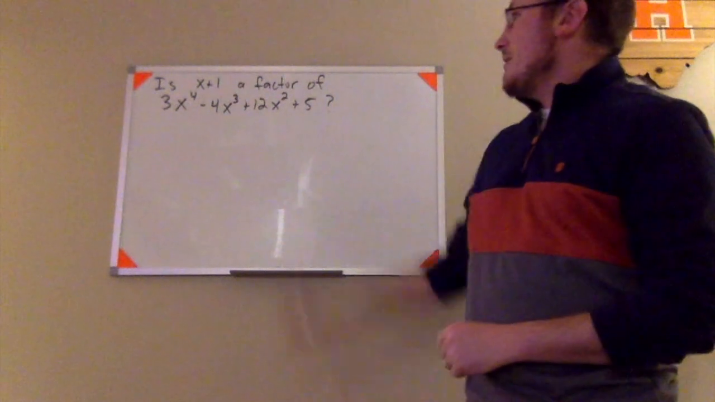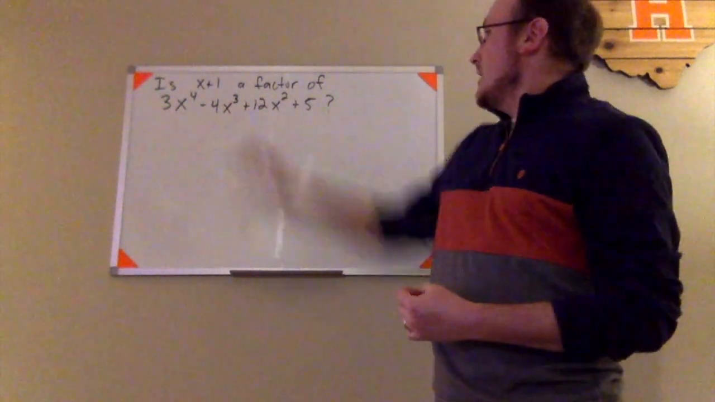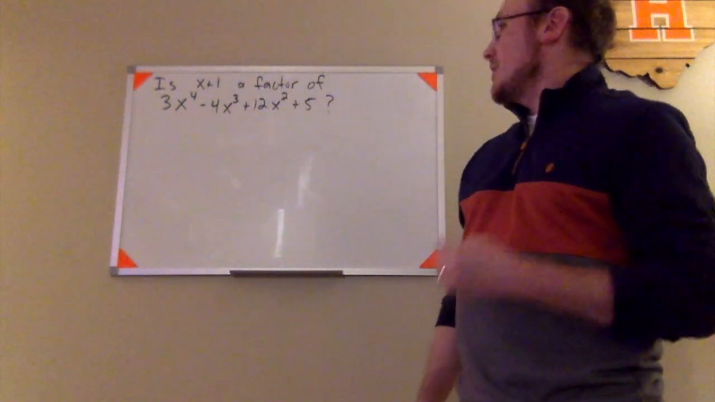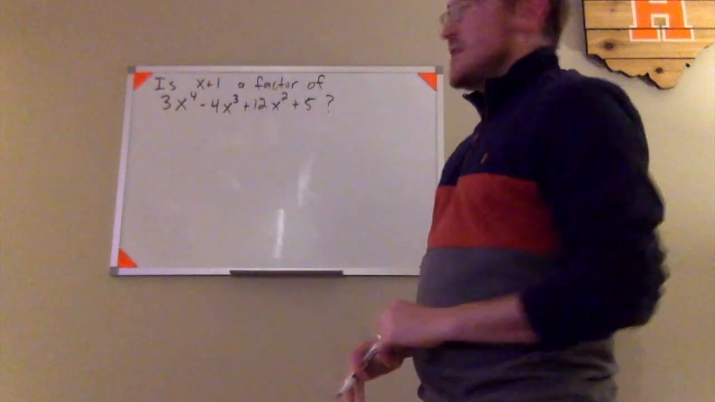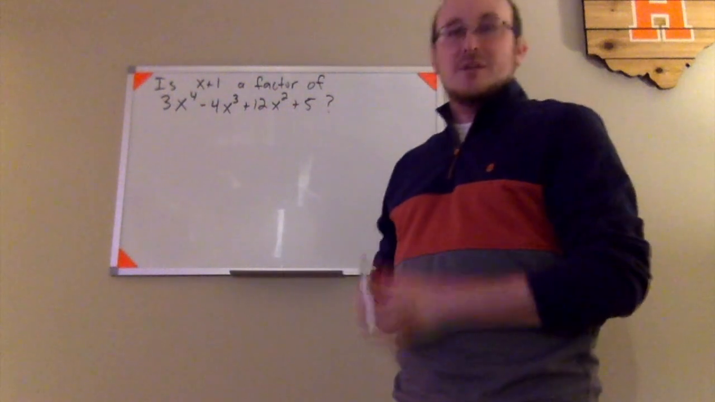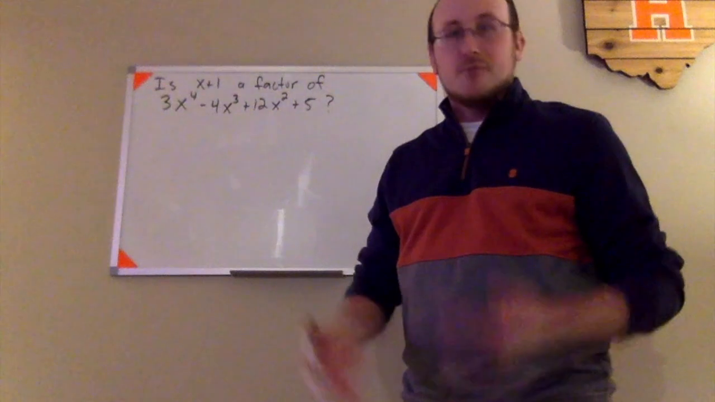Let's look at this problem now where we want to determine, is x plus 1 a factor of 3x to the fourth minus 4x cubed plus 12x squared plus 5. If this was a factor, that would mean it would divide into it evenly. If it goes into it evenly, that means there's no remainder. In other words, the remainder would be 0.